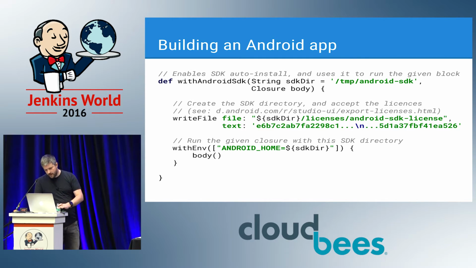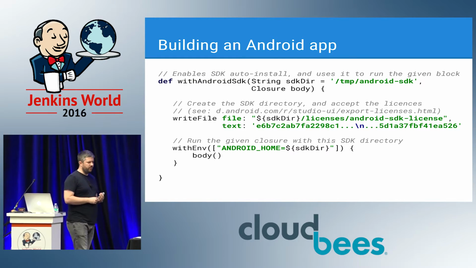So I'm going to explain this with pipeline syntax, but you can do the same thing with freestyle. The nice thing about pipeline is that you can define your own methods. So for example, here, I'm going to use this Gradle plugin, and I'm defining my own function called withAndroidSDK. And that takes a block of code that you can run inside of this function.